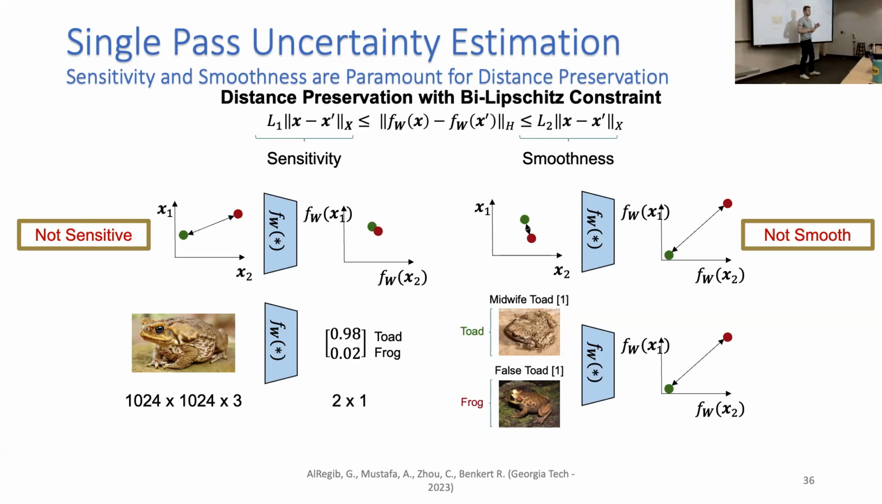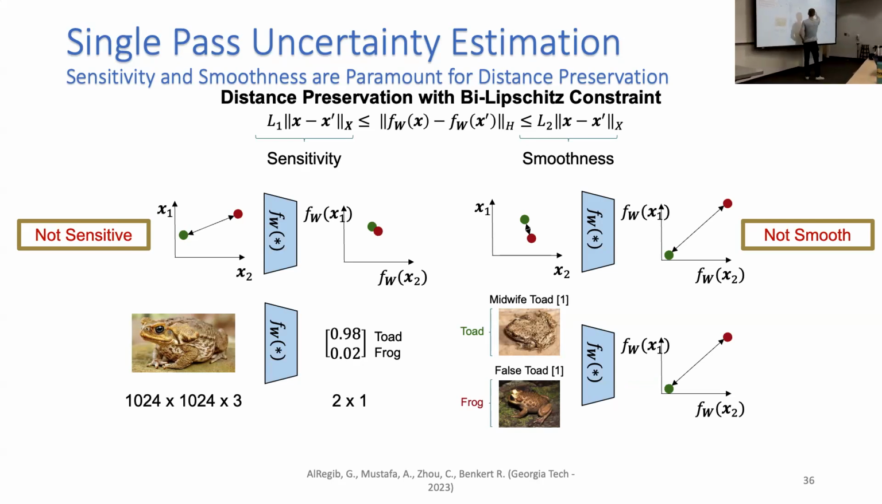Now, the second part of this bi-Lipschitz constraint is smoothness. The idea is that you don't want a small distance in the input to result in a huge difference in the output. Think about mean square error, for instance. Why do we not just use mean square error to measure uncertainty? Well, one key reason is because it's not smooth, right? Because the moment we slightly change the image location, it directly blows up the mean square error. That's what you can see over here.